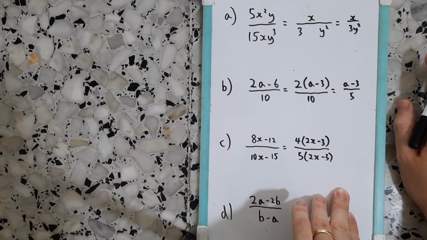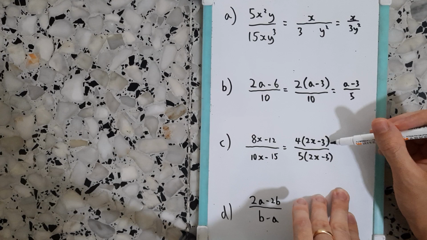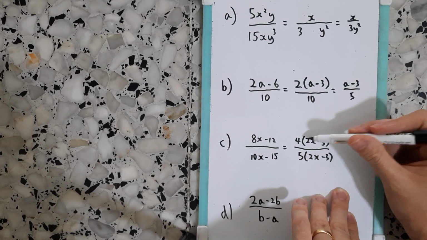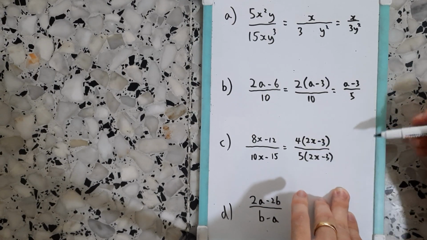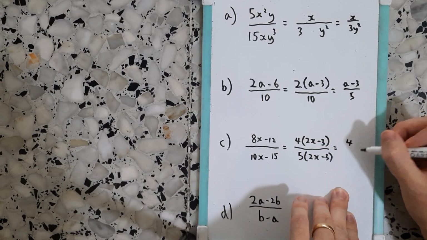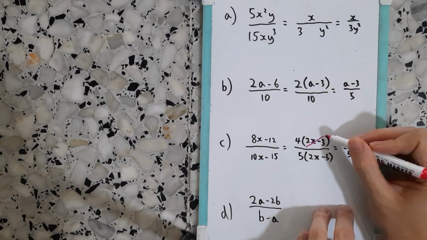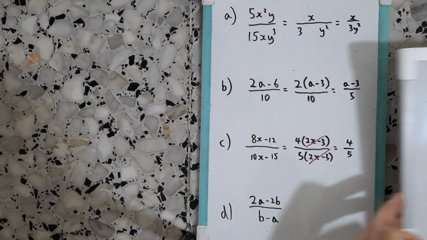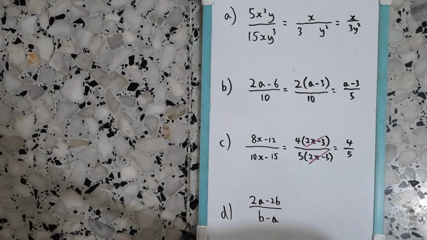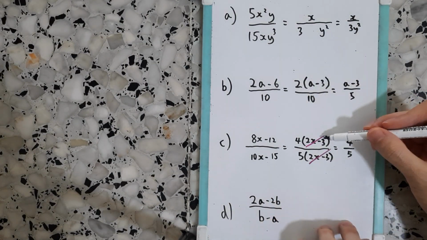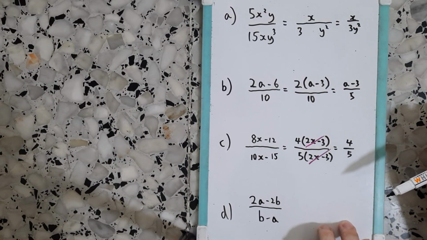I can't use that, but if we look, 2x minus 3, 2x minus 3, this is a factor. What's in a bracket is a factor. This is 4 multiplied by this and 5 multiplied by this. So I can divide top and bottom by 2x minus 3, which leaves me with 4 over 5. In effect, I have cancelled in the same way we did with the fraction earlier. So this means we can use our algebraic factorization to help us cancel fractions.